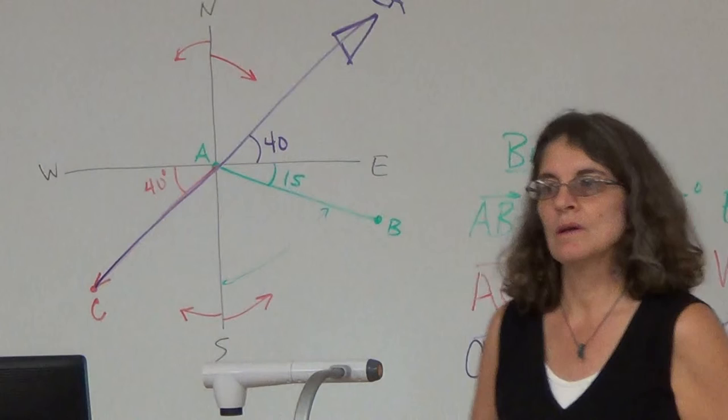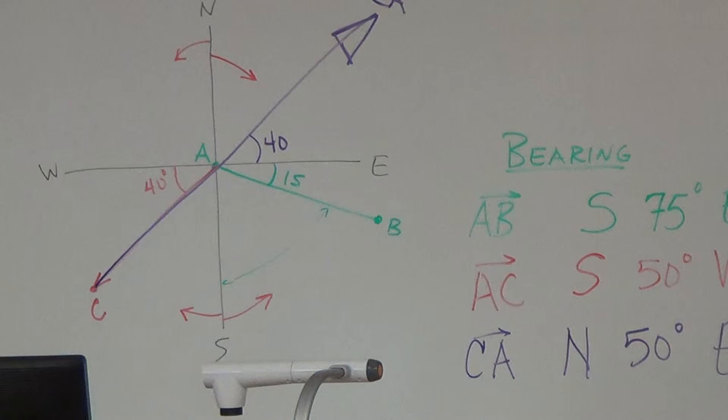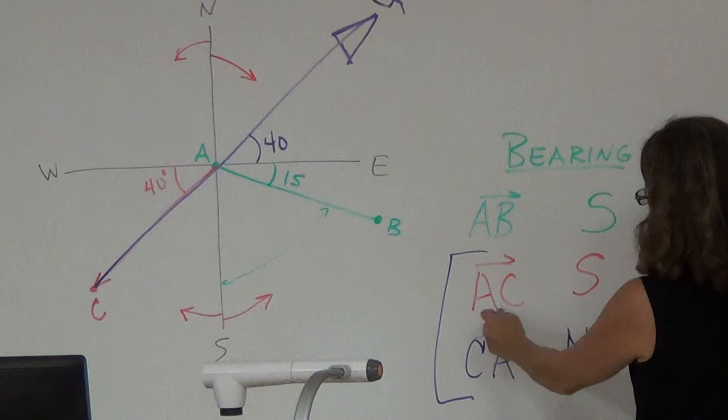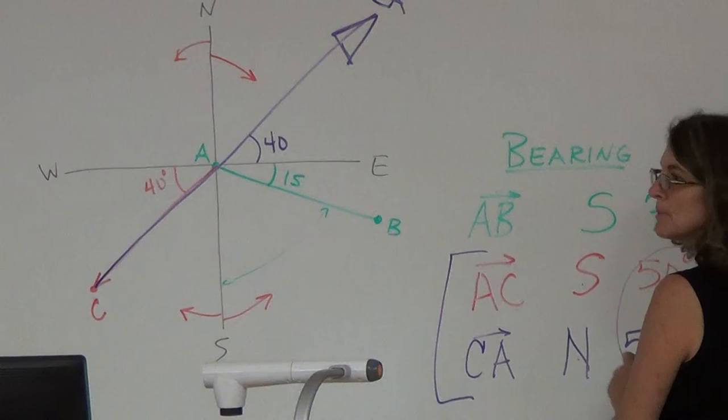You cannot do the correlation that I'm going to show you now with azimuths, but with bearings, take a look at what the opposites are. AC versus CA: one's north, one's south, one's west, one east. What stays the same? The number. But this is a good check.